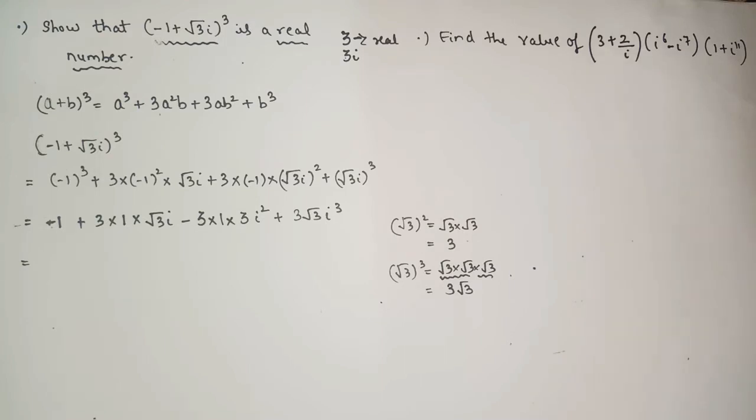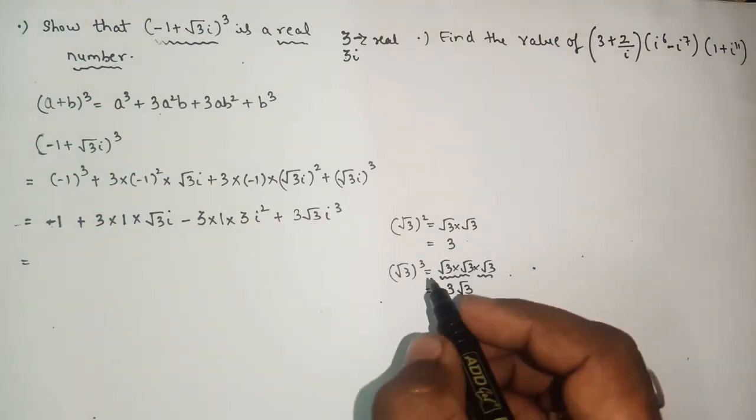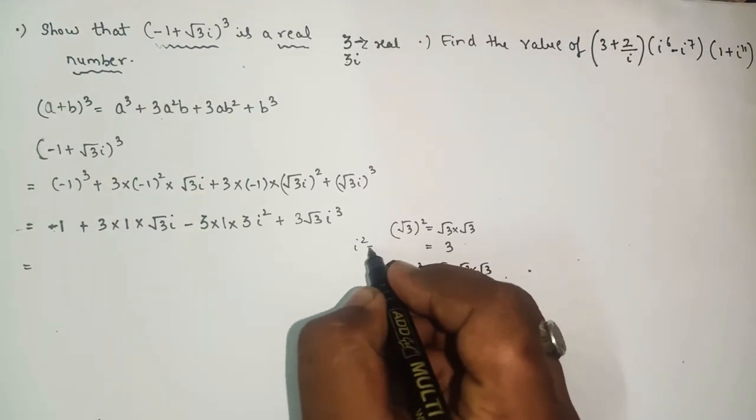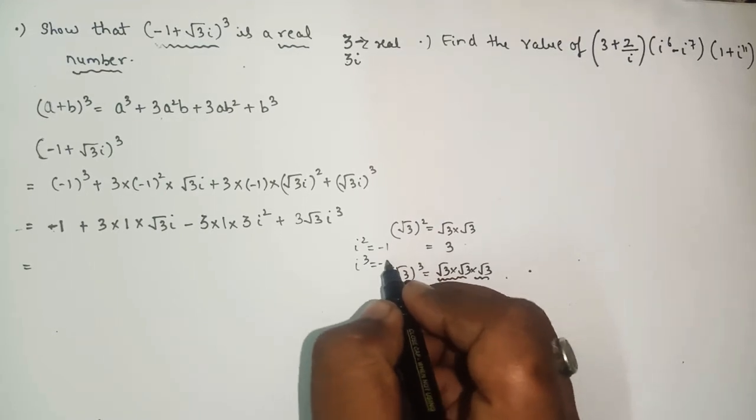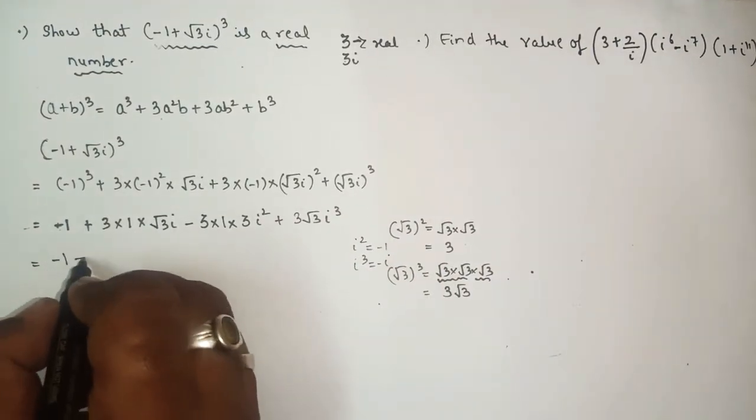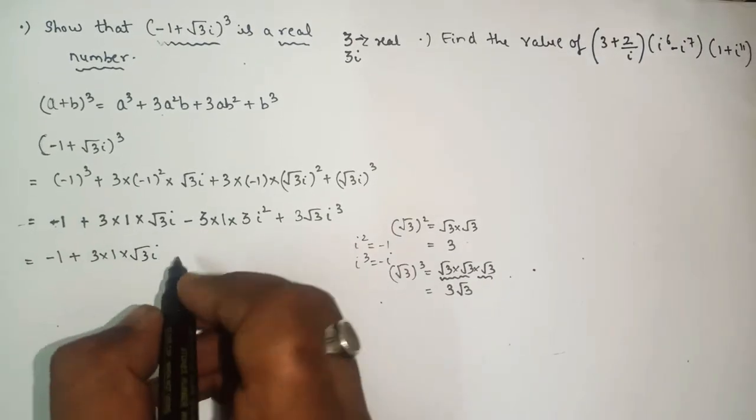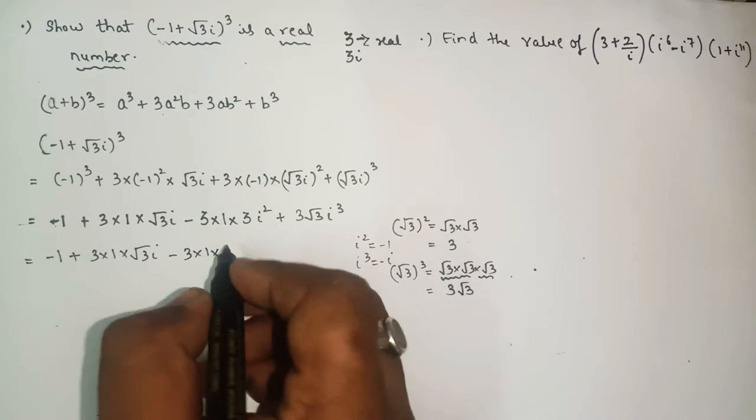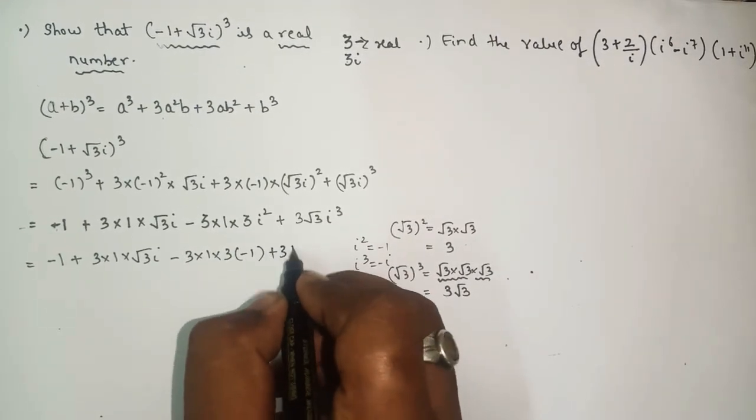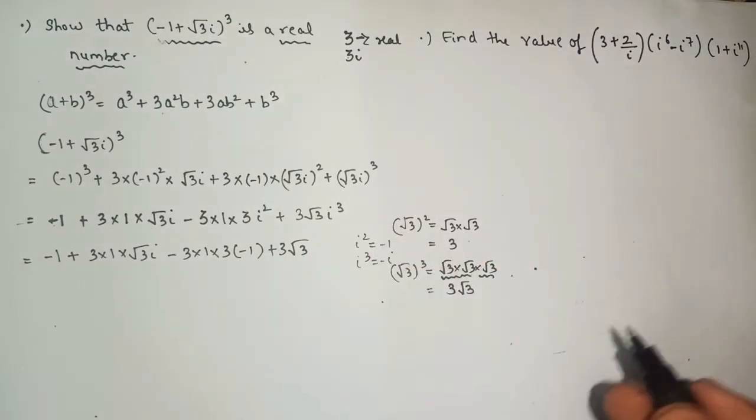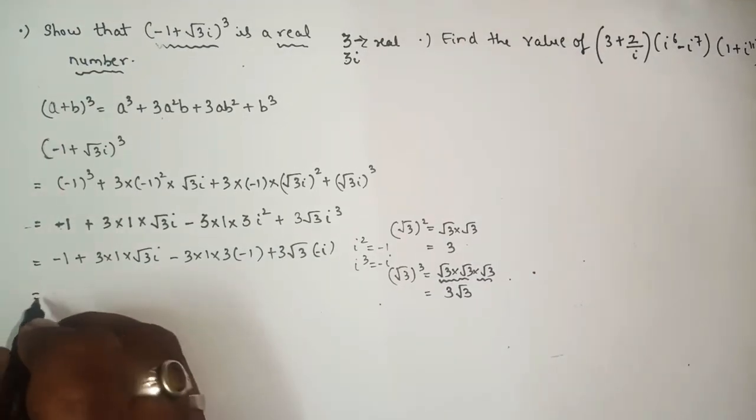So now the next part will be what? Wherever you see i square or i cube, we will replace the value. We know that i square is equal to minus 1, and i cube is equal to minus i. So minus 1 plus 3 into 1 into root 3 i minus 3 into 1 into 3. In place of i square we'll write minus 1, plus 3 root 3. In place of i cube we'll write minus i.